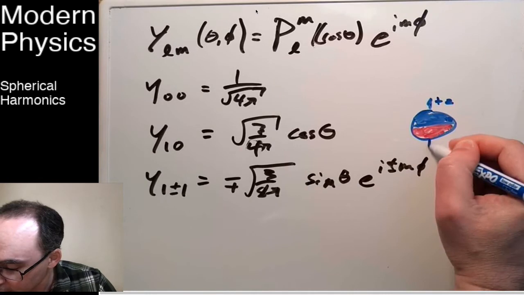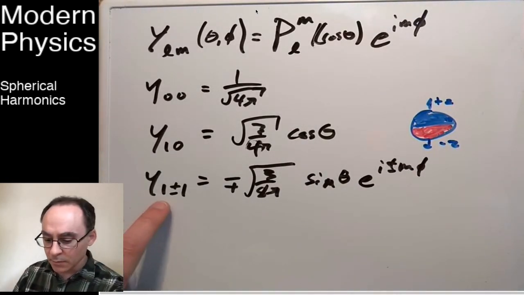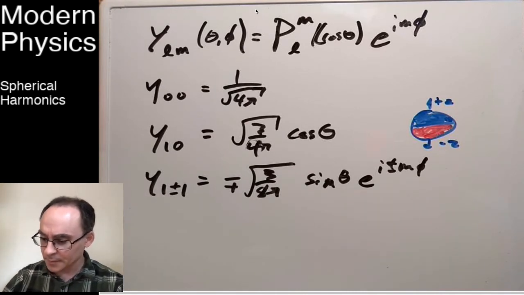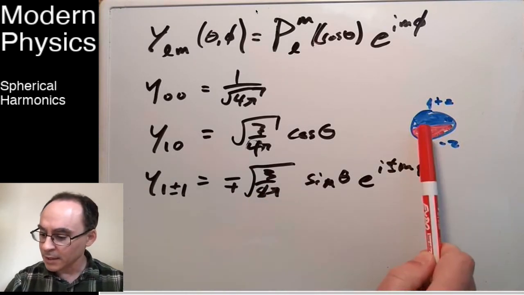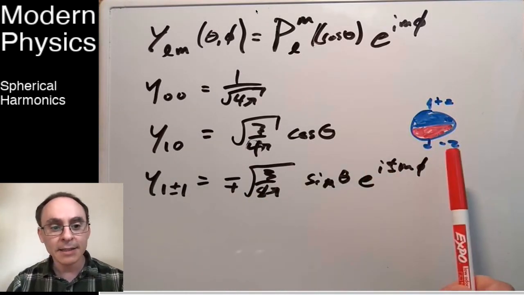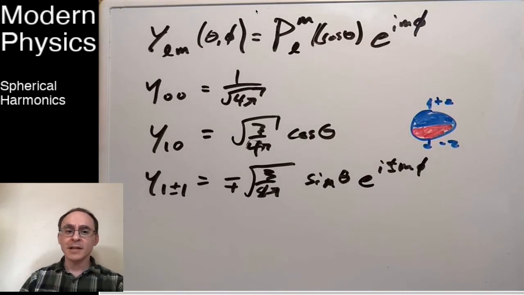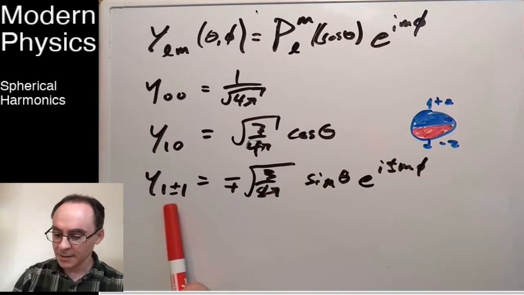Plus z, minus z. What are Y1 plus 1 or Y1 minus 1? You might be thinking those are sort of the same thing, except along the x-axis and the y-axis, and that's almost right. It's almost right because actually, to get the same thing along the x-axis, you have to take a linear combination of both of these.